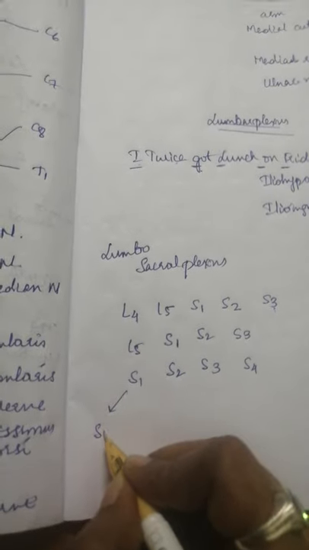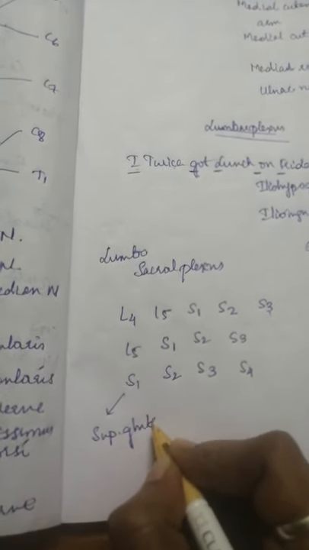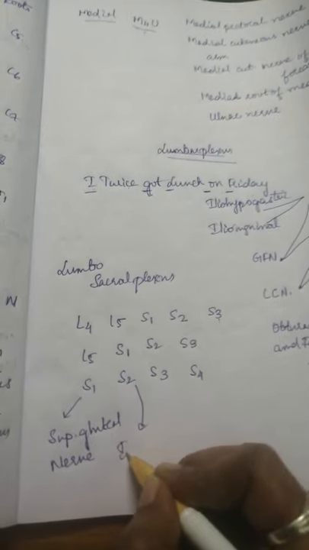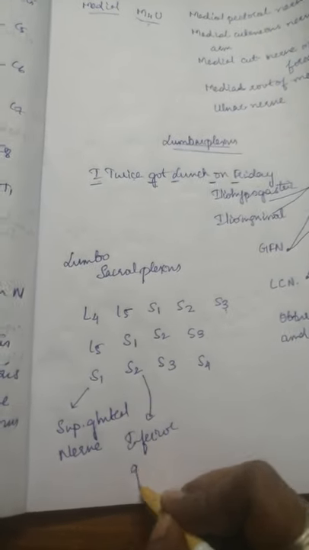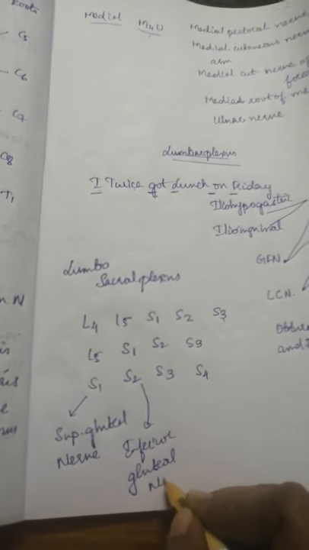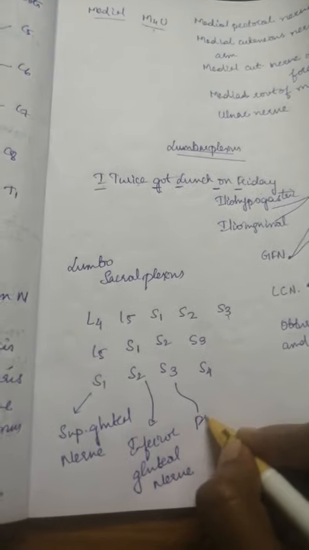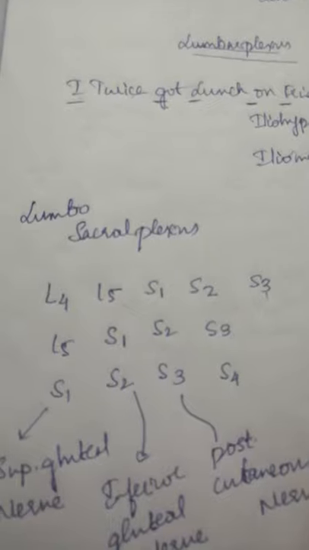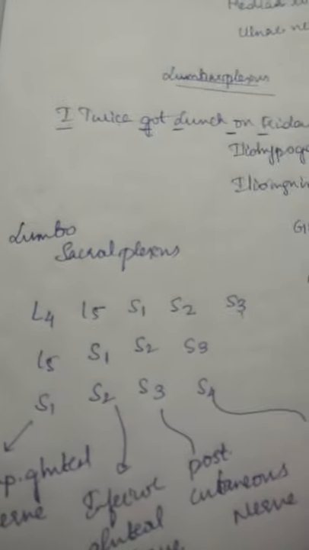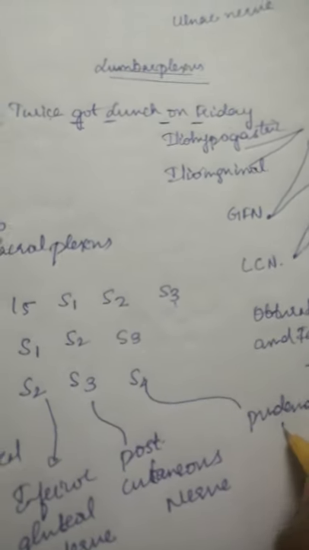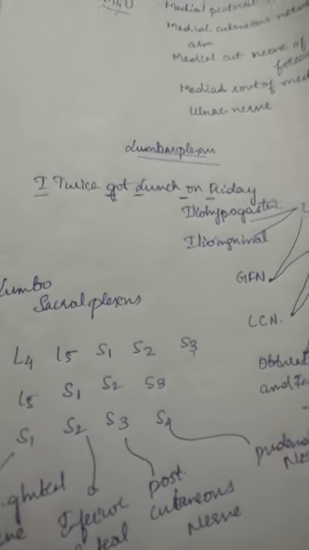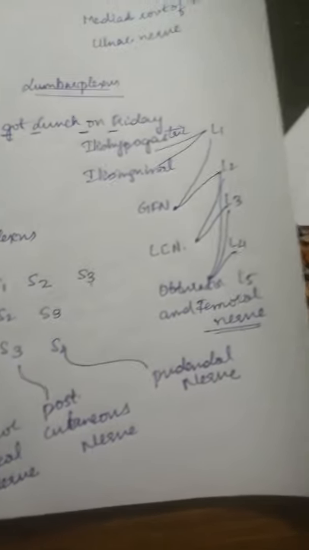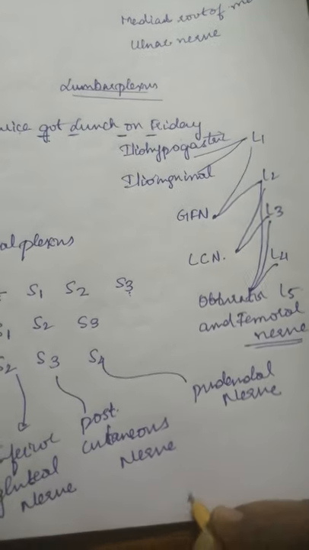These are from superior gluteal nerve. This is inferior gluteal nerve. Then this, posterior cutaneous nerve. Then these are from pudendal nerve. And the main thickest branch in lower limb is sciatic.